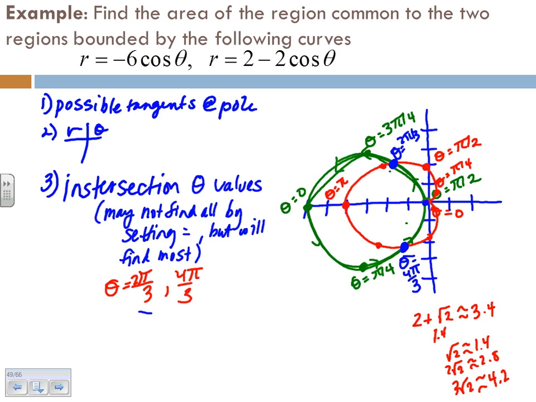Okay, so is everybody there? Does everybody have this graph? Feel good with the graph set up? So now let's do what the question asked. The question says, find the area of the region in common to the two regions bounded. So where's the region in common?